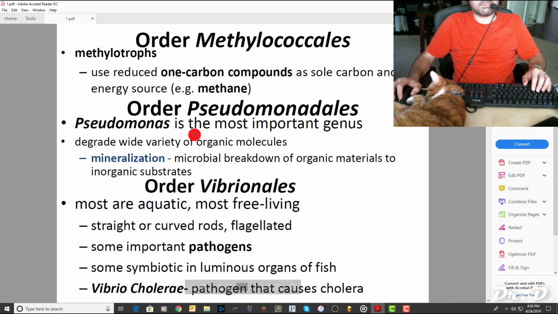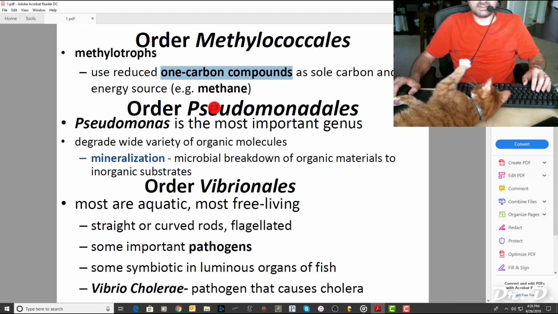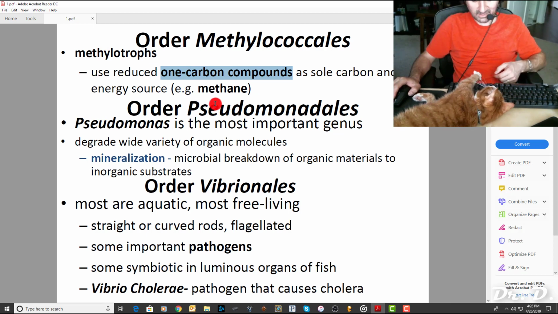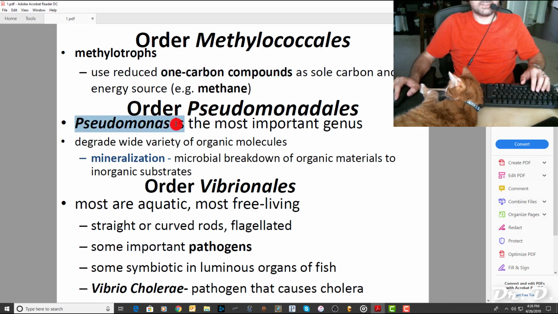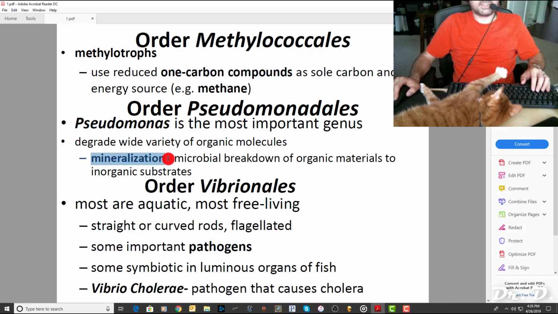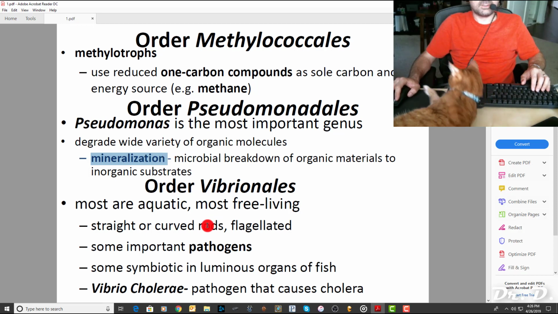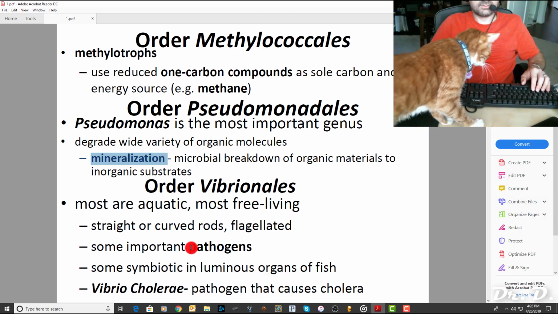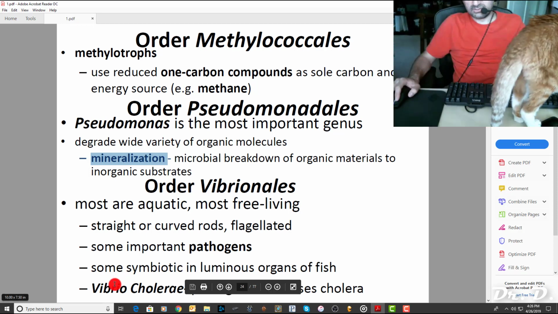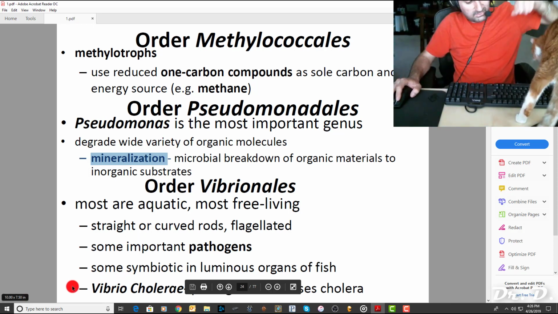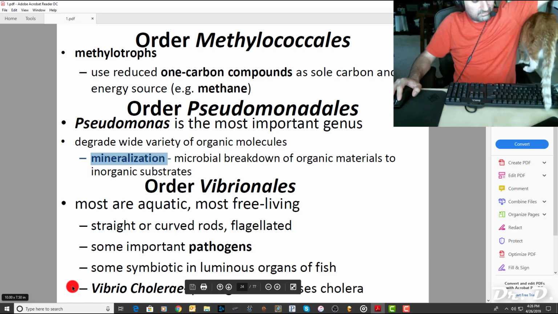What else do I want to know? I want to know that the methylotrophs are one-carbon users, so they use things like methane. They use methane as an energy source. I want to know that the Pseudomonas are important for mineralization, and I want to know that the Vibrios are pathogens, such as Vibrio cholerae, which is a pathogen that causes cholera.